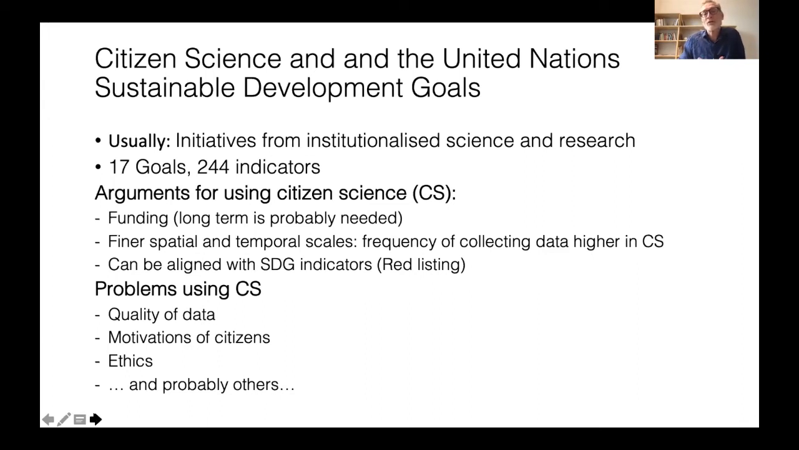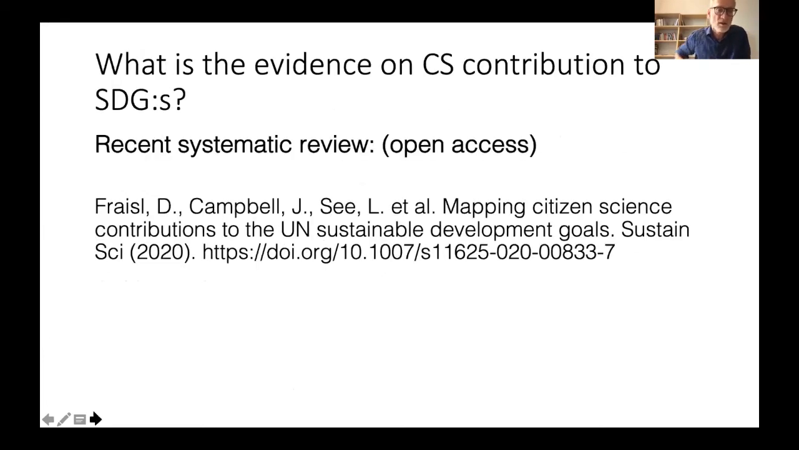It is also a question of the motivations of citizens. And more lately, there has been a rather large discussion on the ethics of citizen science, which can lead to exploitations of citizens, some would argue. And there are probably others we don't know really of yet. So what is then the evidence of citizen science contribution to the SDGs?